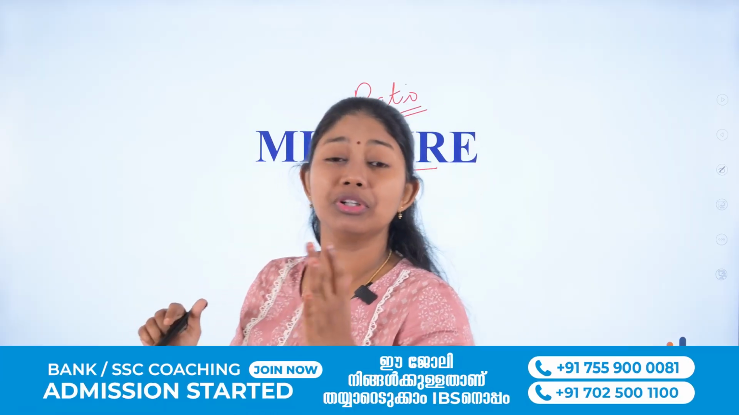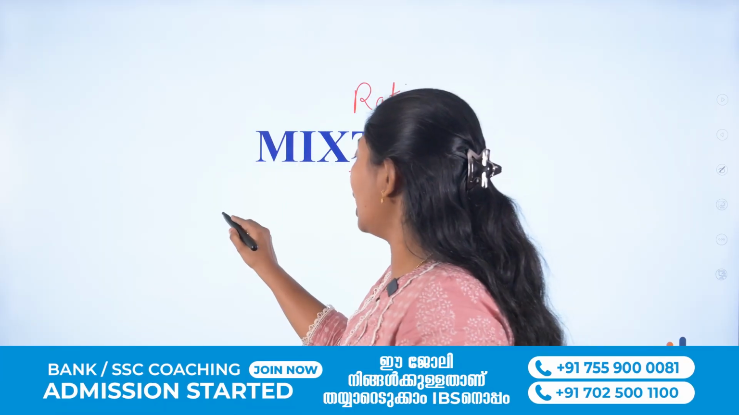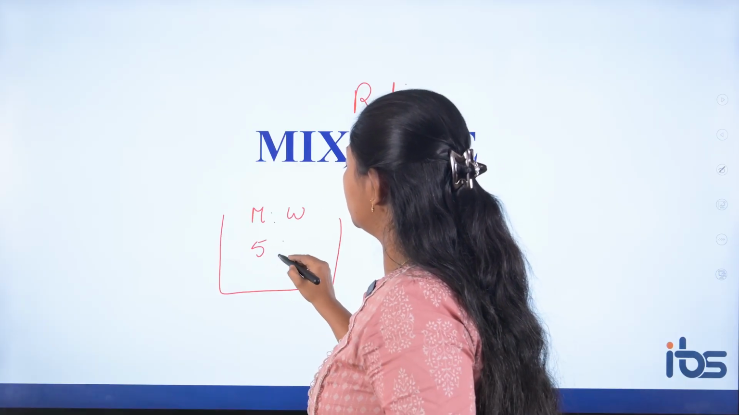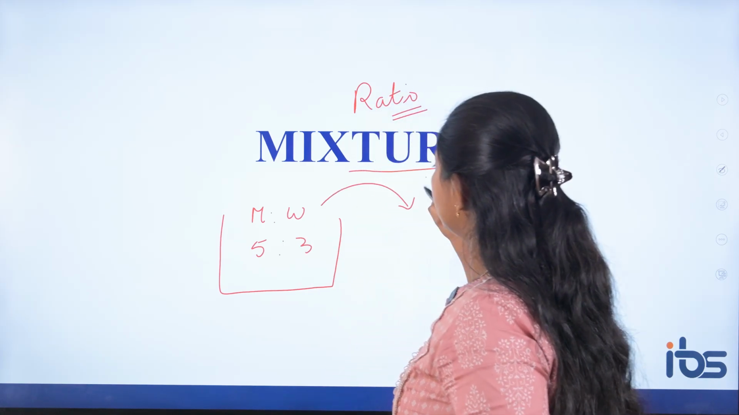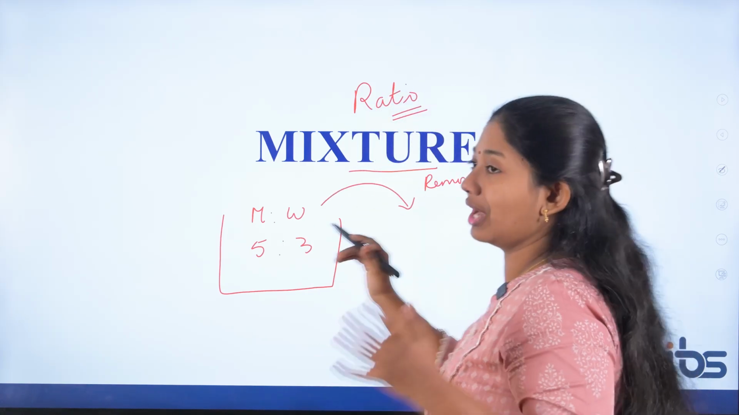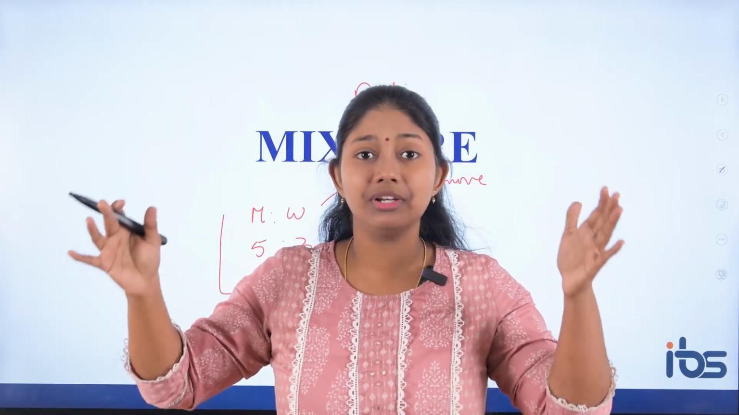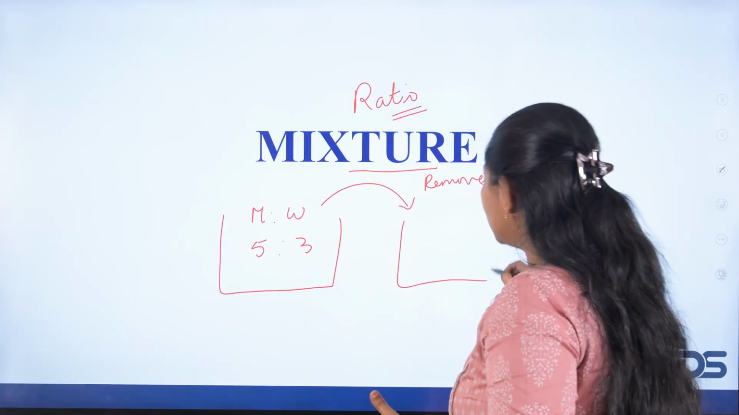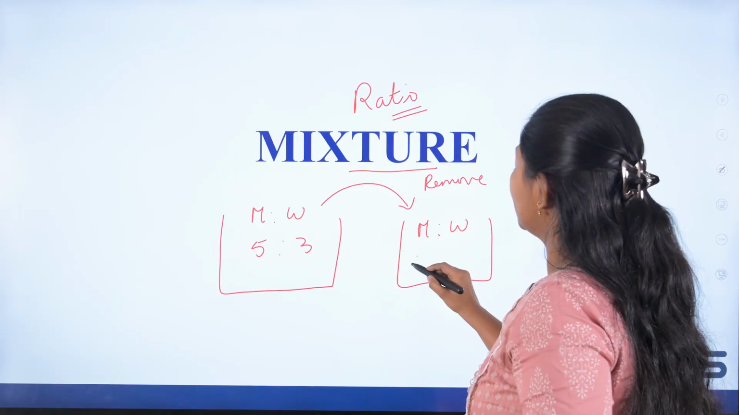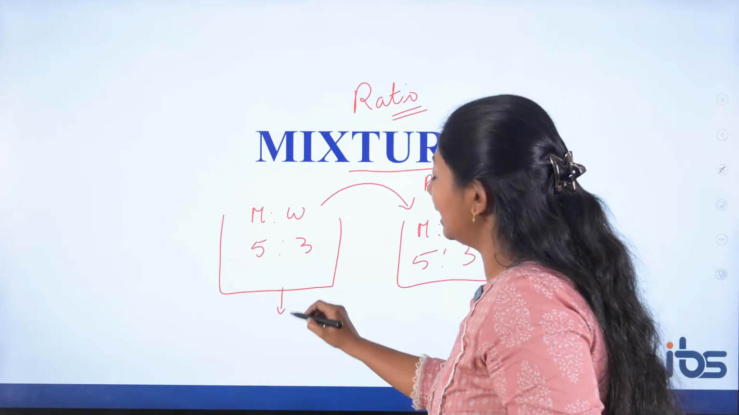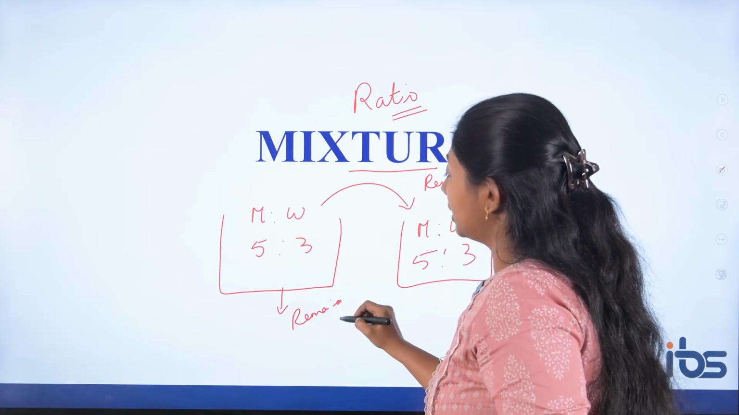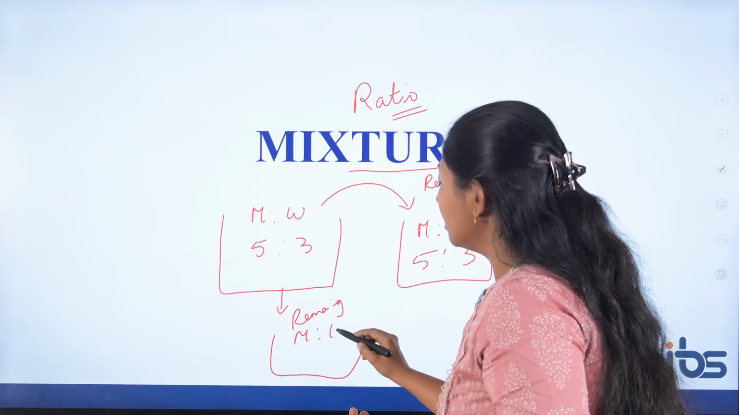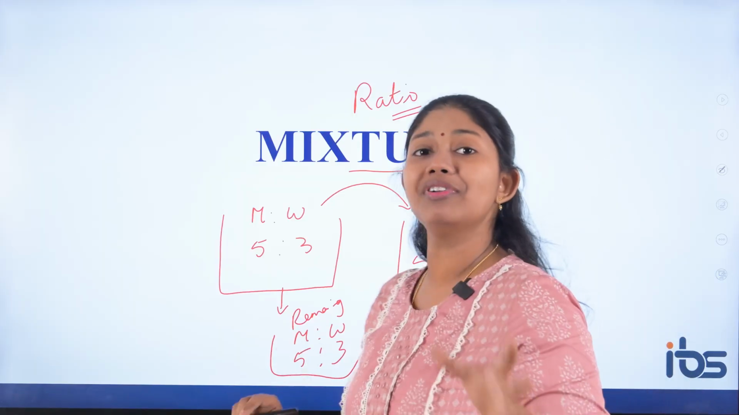And we again have a beautiful concept related to mixture. If you have a mixture where the milk and water ratio is some 5:3, and you remove some part of the mixture, that means if you have a big beaker full of mixture containing milk and water and you remove some quantity of the mixture, even in that quantity the ratio of milk and water will remain the same, 5:3. And the remaining quantity, whatever is left after removing, will also be in the ratio of 5:3. So this is a beautiful concept of mixture.